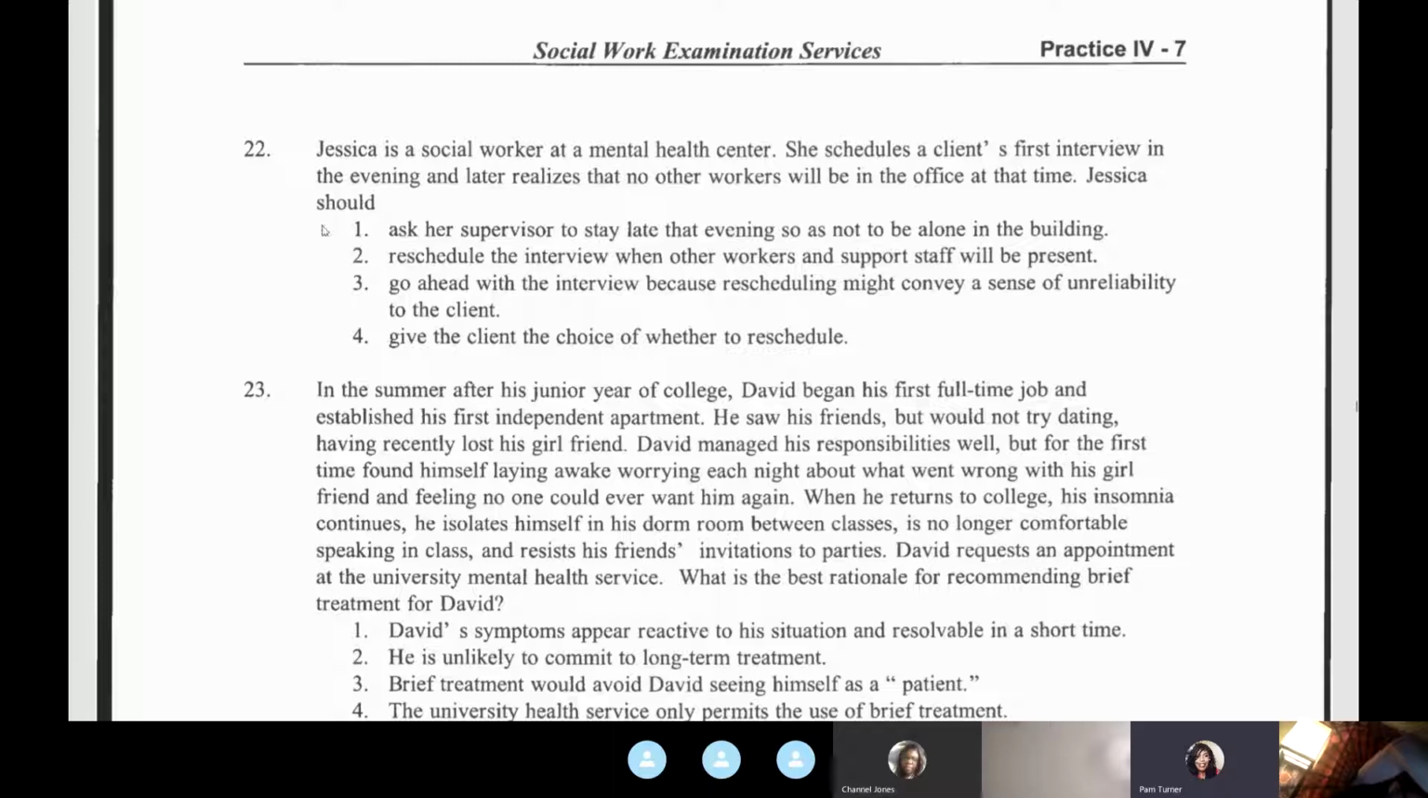I'm not safe. I go back to 1 or 2. So ask the supervisor to stay or reschedule the interview. What's best for my client in that one? Is it best for my client to reschedule? No, the best for the client is to ask the supervisor to stay late. So then what does it matter who it's best for, my supervisor or me or my client? What do I do this for? You're doing it for the client. Okay, so then what's the best answer? Ask the supervisor to stay late.